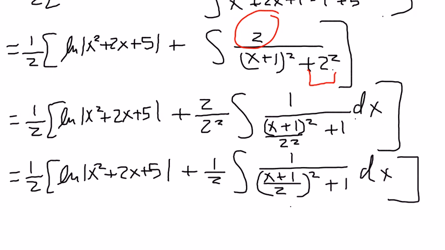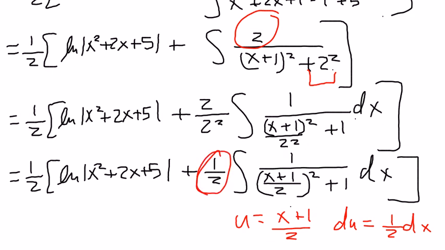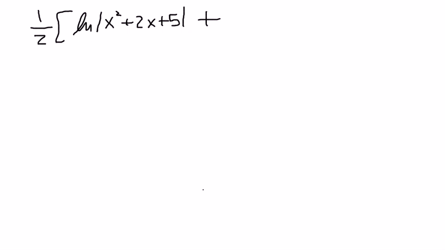And then I'm finally ready to get my u. So my new u is going to be x plus 1 over 2. So then du is 1/2 dx. So that 1/2 will get rid of this 1/2 here. And so I come to the top. Okay, so this is 1/2 ln of x squared plus 2x plus 5 plus, and then I lose the 1/2 there from the u sub, and I get 1 over u squared plus 1 du.